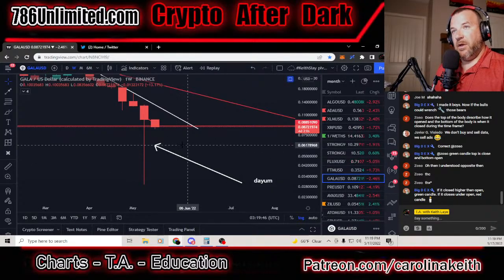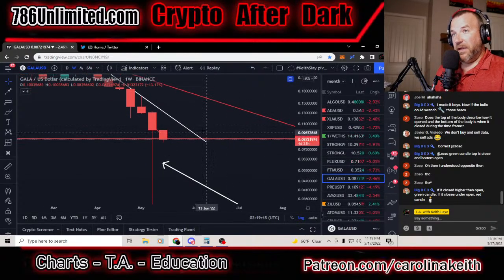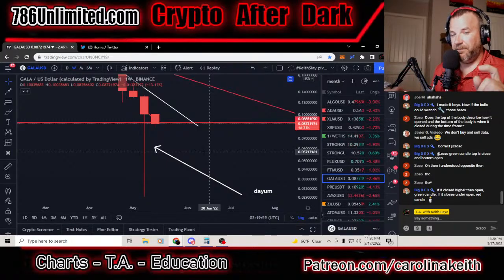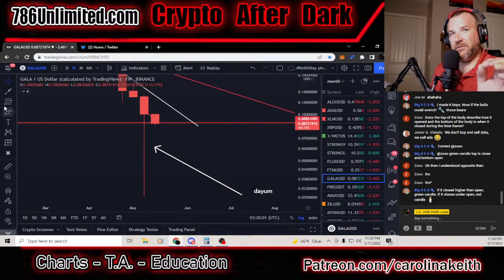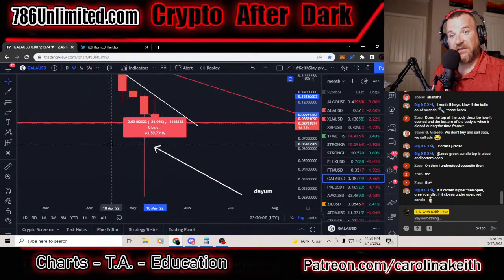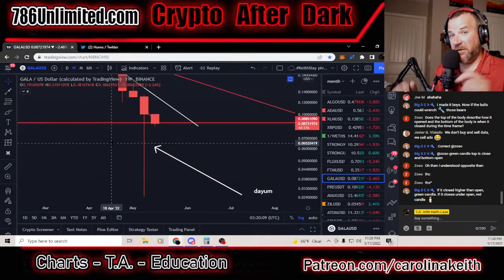So what we have here on Gala on the weekly chart is another example of pressure. Now, one would simply look at this candle as a red candle and go, that's a bearish candle. There's more to it than that. The body of this candle is about 24%. That's a pretty bearish candle in relation to being a weekly chart. 24% in a week sucks.